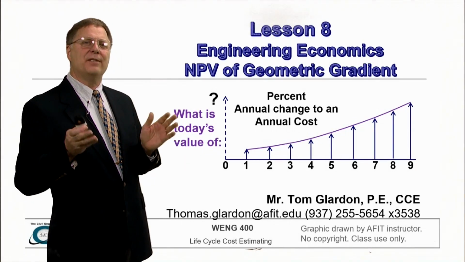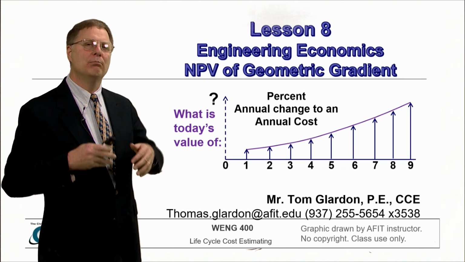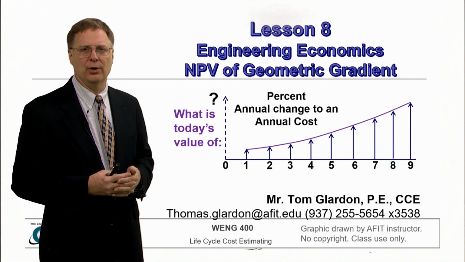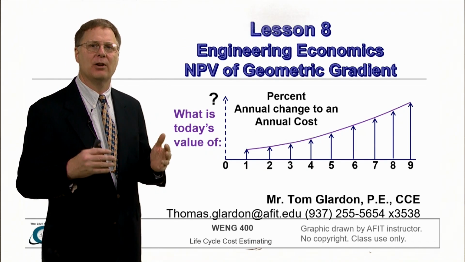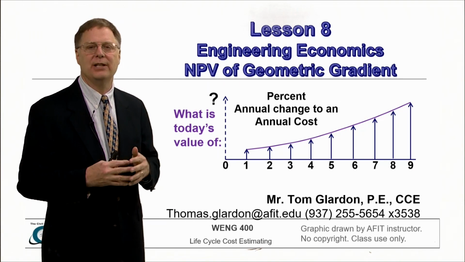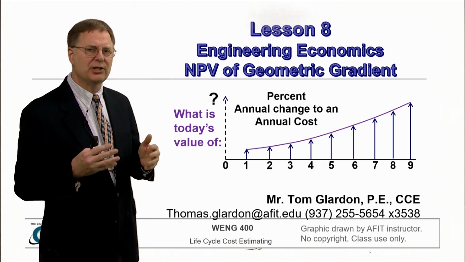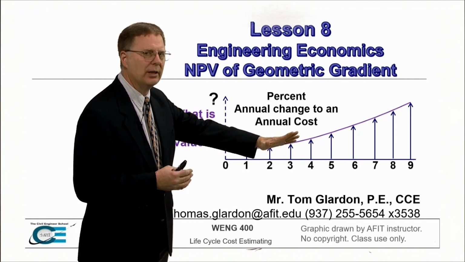All right, the last of the four equations is this geometric gradient. And the idea is that most normal, more organic type of cash flows will be in a percentile increase. They will not come in a linear increase. That's something arbitrary that we generally force into our contracts and things like that. But normally you see a geometric increase. And the idea is that you're going to see a percentile increase each year.